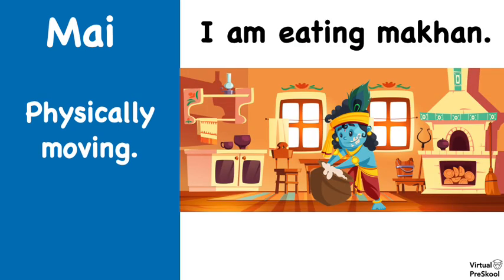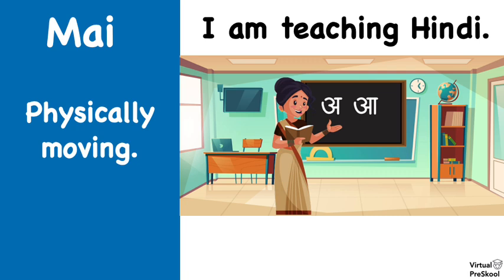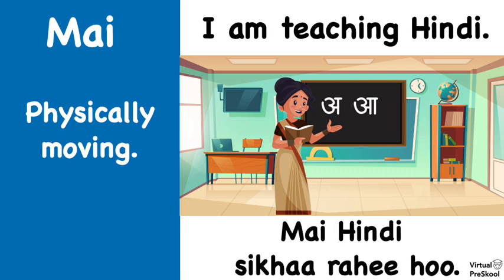For example, I am eating makhan. Eating is an action that involves physically moving. In Hindi, it's main makhan kha raha hoon. See the main? Another example is I am teaching Hindi. Teaching is an action that involves physically moving. In Hindi, it's main Hindi sikha rahi hoon. See the main?